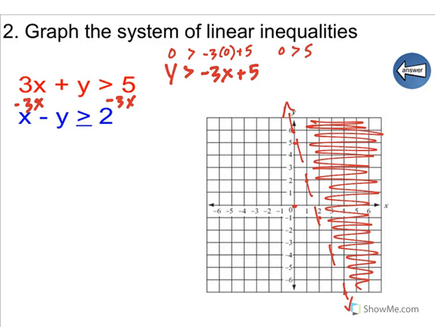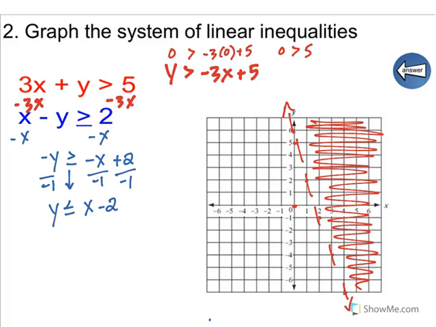I look at my next one. I would have to subtract x on both sides, since negative y is greater than or equal to negative x plus 2. Then I would have to divide everything by negative 1. Remember that when I divide by a negative, it's going to reverse the inequality sign. So instead of greater than or equal to, it's going to change it to less than or equal to. Negative x divided by negative 1 is positive x, and 2 divided by negative 1 is negative 2. So it changes to y is less than or equal to x minus 2.